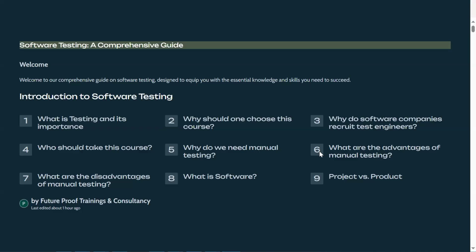And the other one is communication barrier. When different teams work together, sometimes, as we are human beings, misunderstandings can occur. These misunderstandings can potentially lead to errors in our testing process. So these all come under the disadvantages of manual testing. Okay, let's move to the next question.